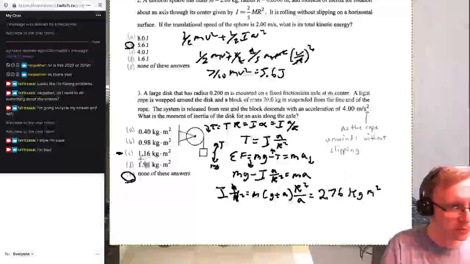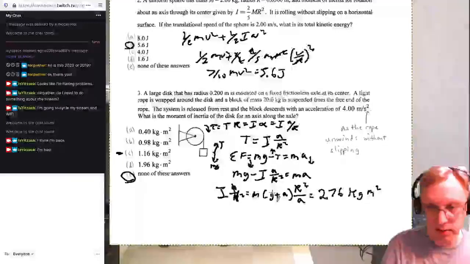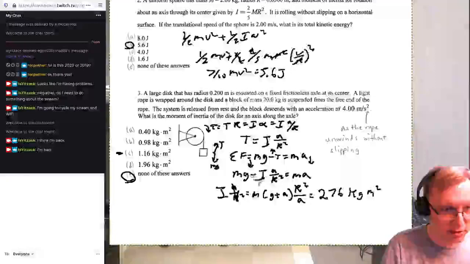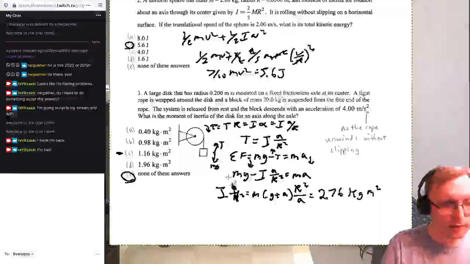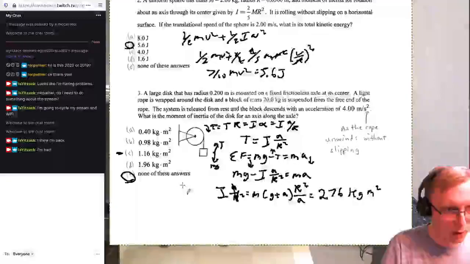The answer that Dr. Ford is looking for is 1.16, and that would imply that this is a minus rather than a plus. And if this is a minus, that means that this is a plus. And if this be a plus, that means that the tension is pulling down with gravity, which it is not. And that would mean the acceleration would have to be greater than 9.8. So, I don't know why Dr. Ford ended up going wrong like that, but he did.